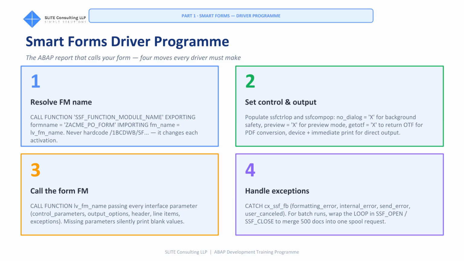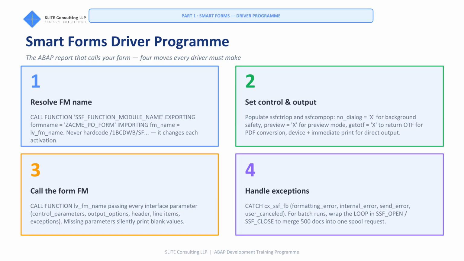Step 3. Populate the control parameters. SSFCTRLOP controls how output is delivered. No_dialog X to suppress the print dialog, essential for background jobs. Preview X to show a screen preview. GETOTF X to capture the output as OTF for PDF conversion. Step 4. Call the function module dynamically using CALL FUNCTION with lv_fm_name. Pass control_parameters, output_options, and every interface parameter the form declares. Handle the declared exceptions: formatting_error, internal_error, send_error, user_cancelled.